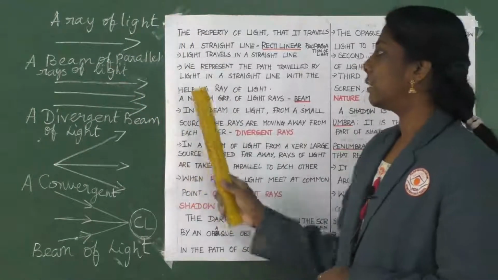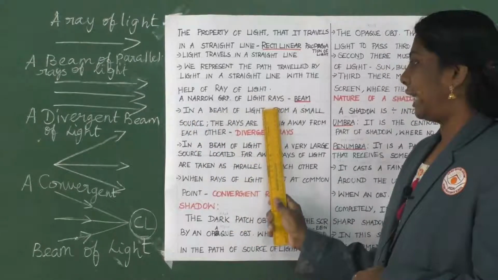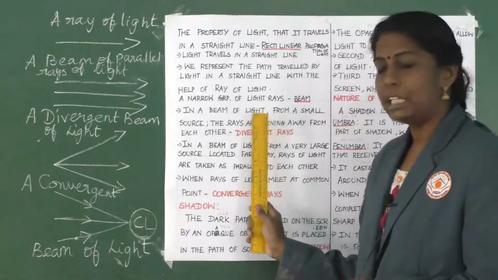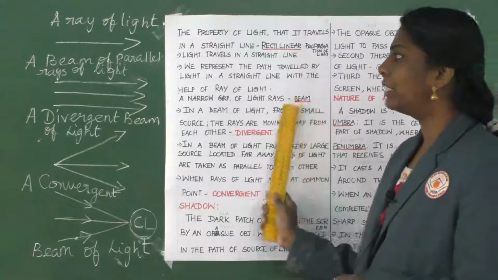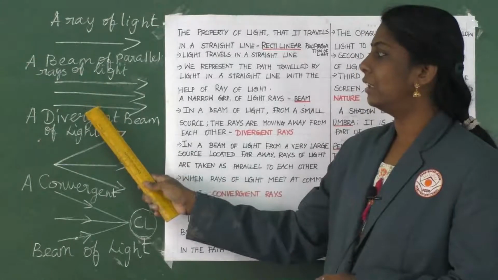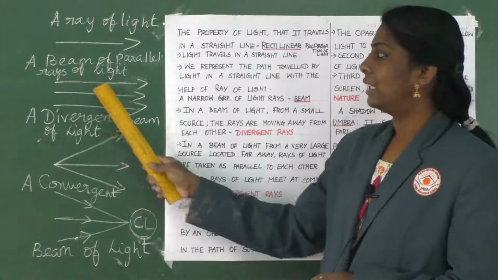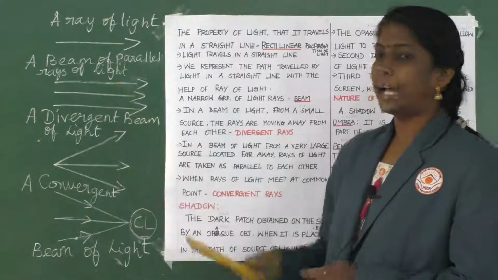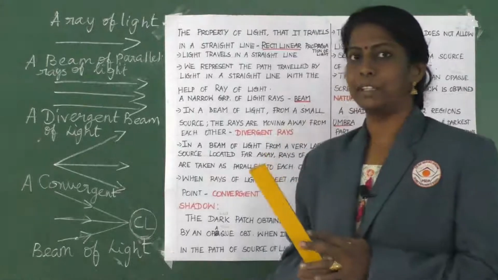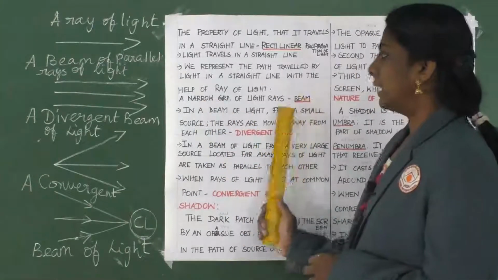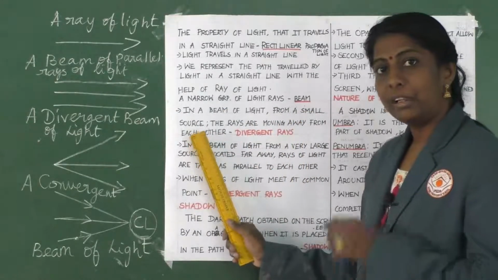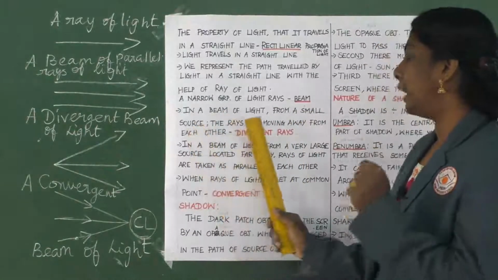Next thing is about a narrow group of light rays. A narrow group of light rays is said to be a beam. What is that? Beam. A beam of parallel rays of light. You can see here, parallel rays of light is said to be a beam of parallel rays of light. Clear? Yes.